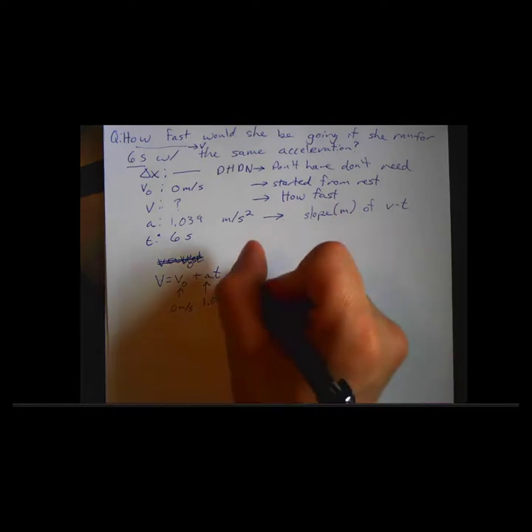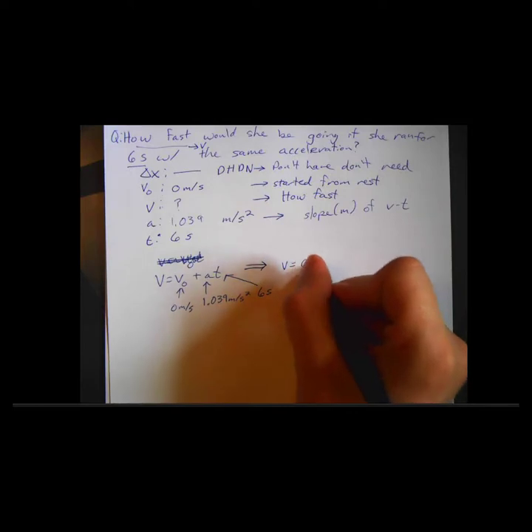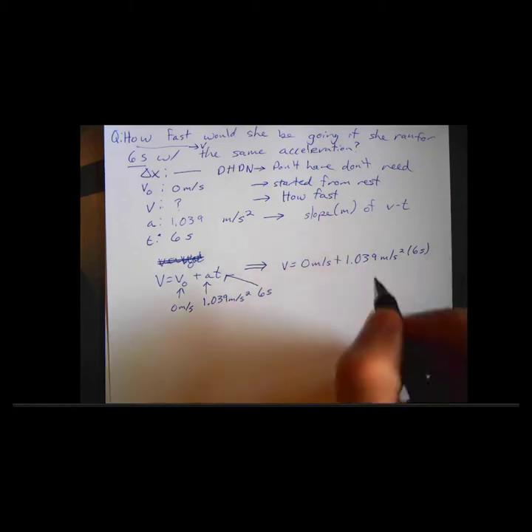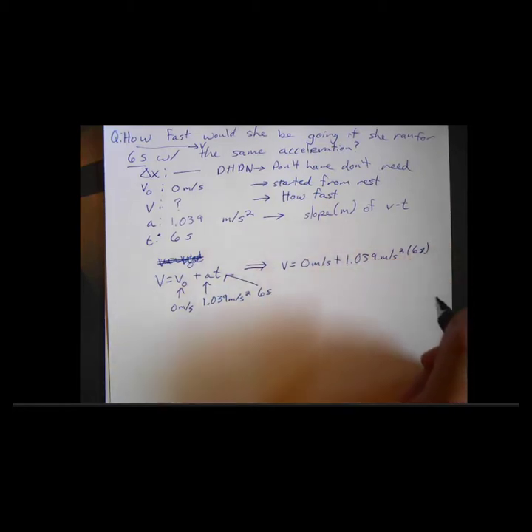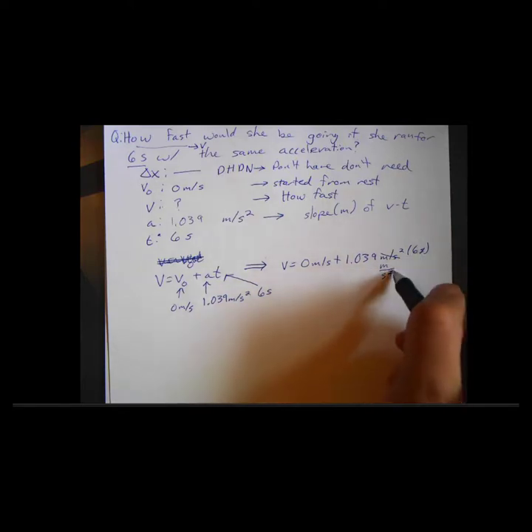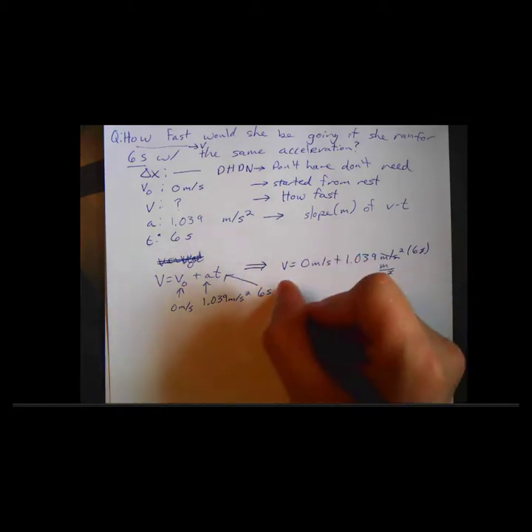And so we plug those in. And we get V equals 0 meters per second plus 1.039 meters per second squared times 6 seconds. Now, something that I want you to note is we're going to have 6 seconds here in the numerator, and per second squared, I could write this like this, or I could write this like meters over seconds squared. And one of these seconds and one of these seconds is going to cancel out so that our units become meters per second, which is what we want for velocity.